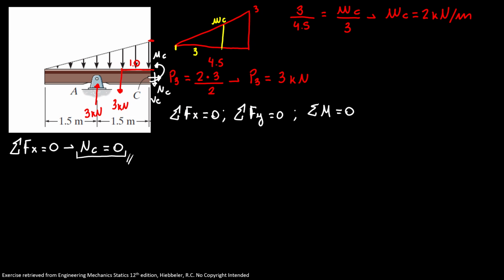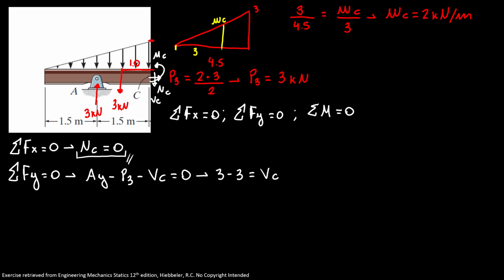Now let's go for our shear force. The sum of forces in Y is equal to 0. We have AY minus P3 minus the shear at C is equal to 0. 3 minus 3 is equal to shear at C. So the shear force at point C is equal to 0. So now we found our second internal force.